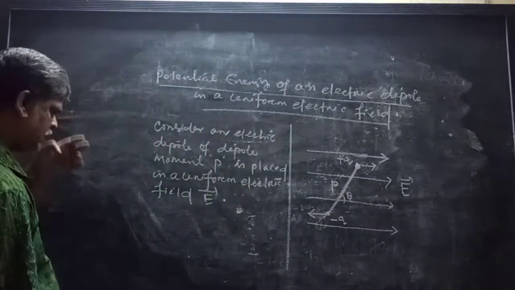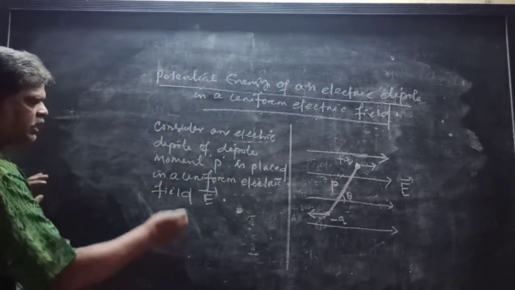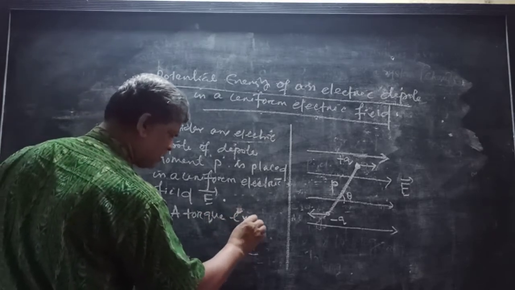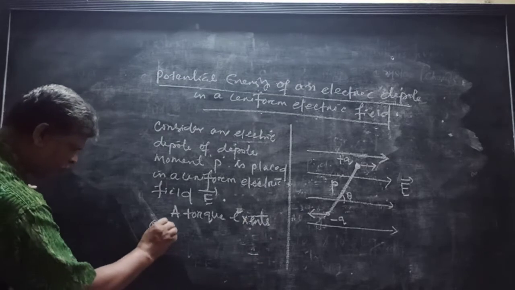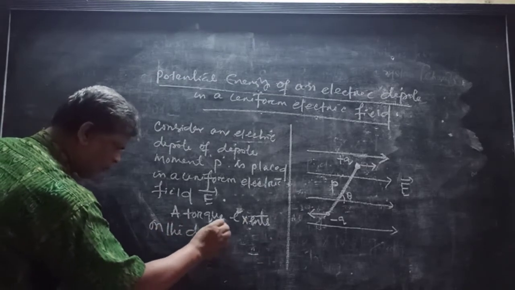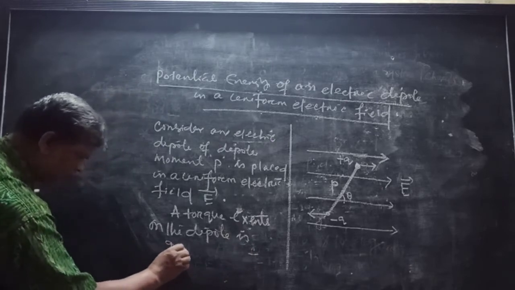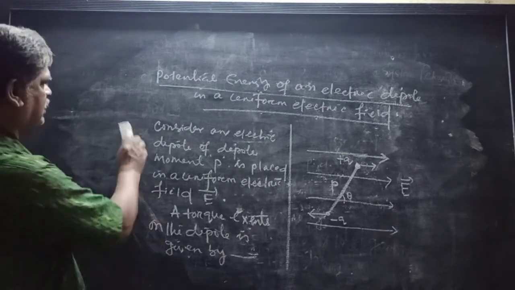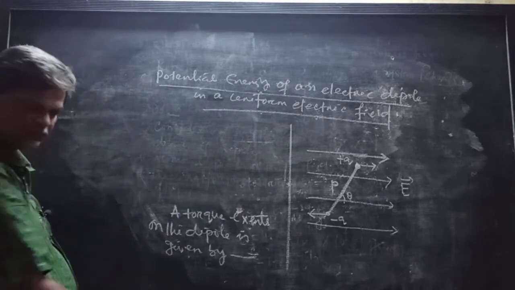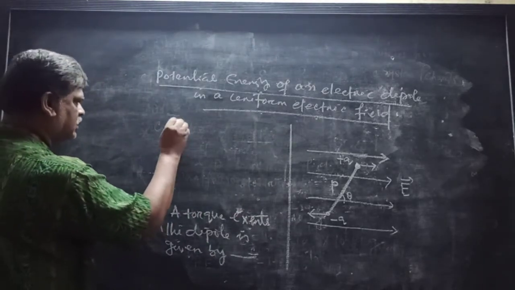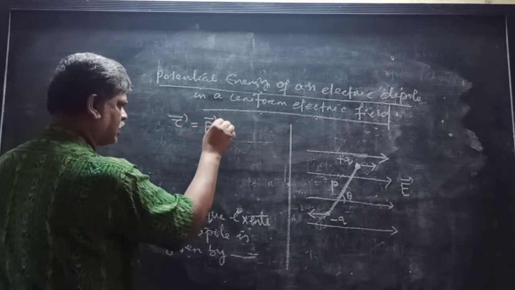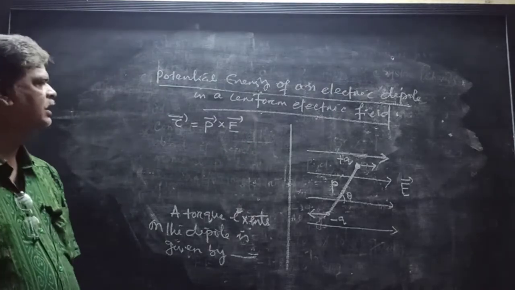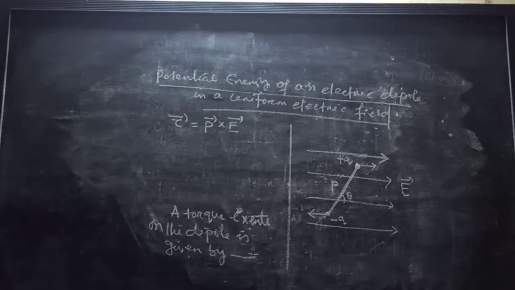The torque exerted on the dipole, that we already studied in the electric field, is given by tau is equal to p vector cross E vector. This is the torque that is exerted on the dipole.